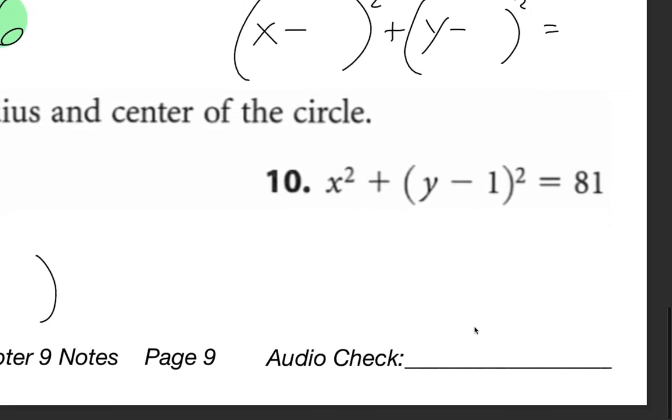Number 10, I'd like you to write the equation, check it in the back of the packet, take photos of all your work for this section, upload it to Haiku Power School, and consider it a done day.